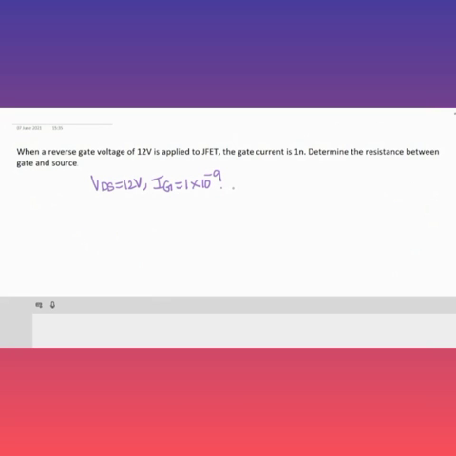And now I'm going to determine the resistance between my gate and source. So that formula is nothing but VGS divided by IG. So that is equal to 12 divided by 10 to the power minus 9. So the answer which I'm going to get here is 12,000 mega ohms. So please have a note, everyone.